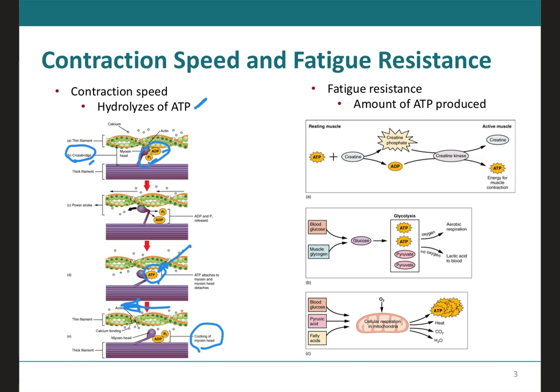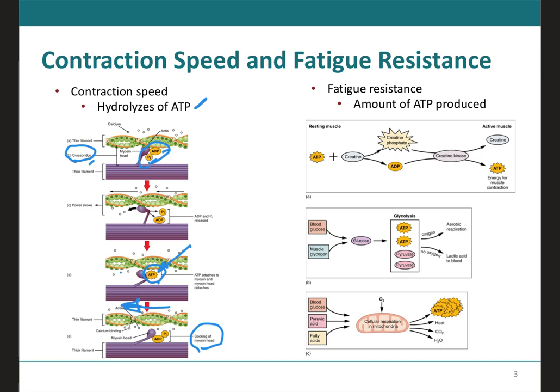Therefore, from what we have talked about already, we can say that the fast fibers are going to be able to hydrolyze ATP approximately twice as quickly as the slow fibers. And this will result in a much quicker cross-bridge cycling. Now, the primary metabolic pathway that's used by a muscle fiber will also determine whether the fiber is going to be classified as oxidative or glycolytic.